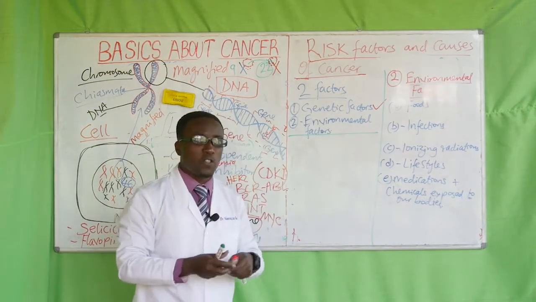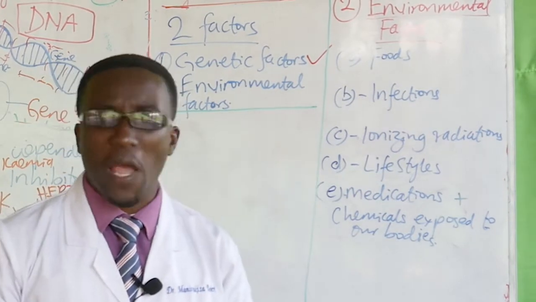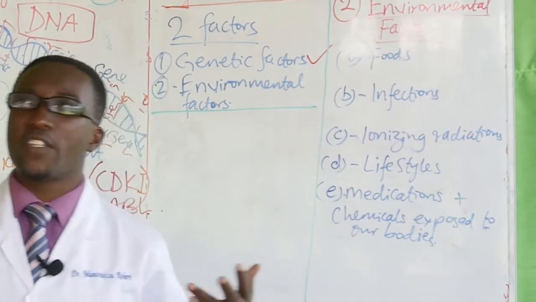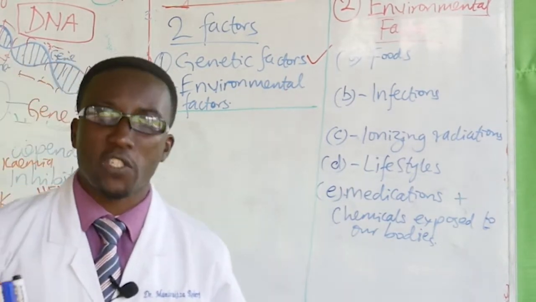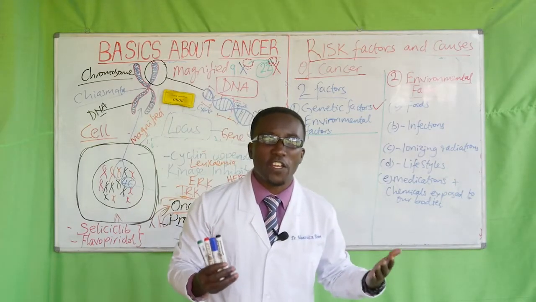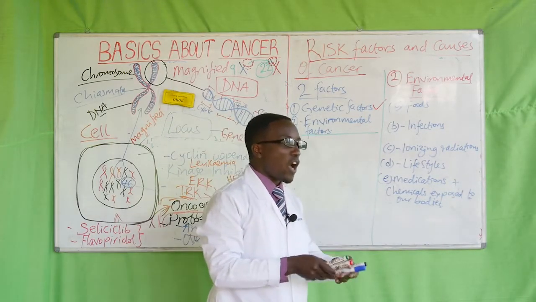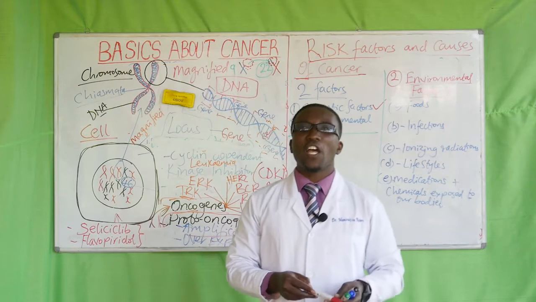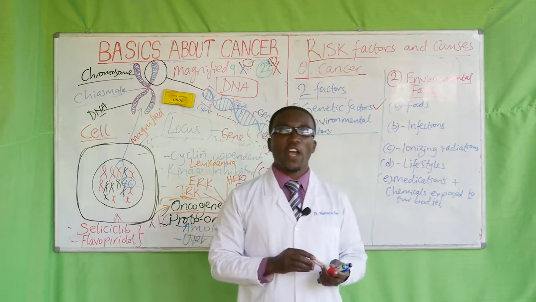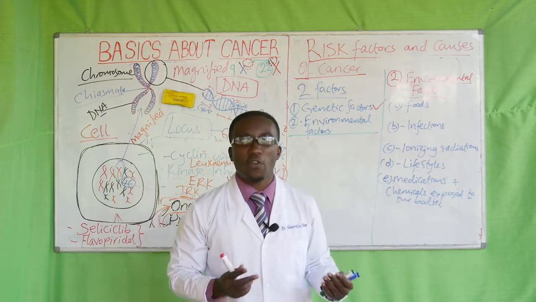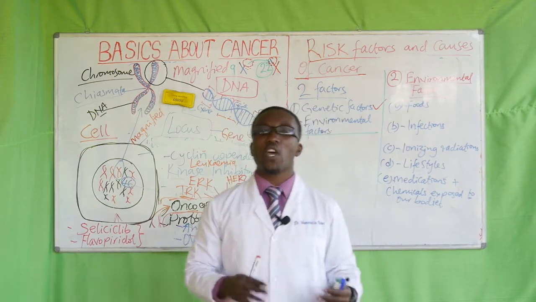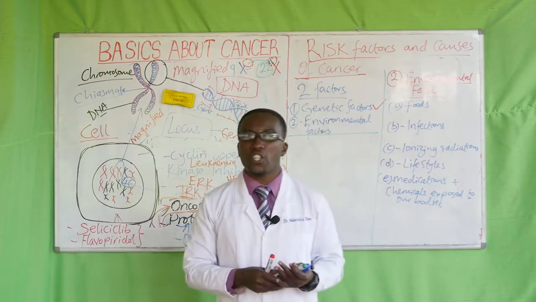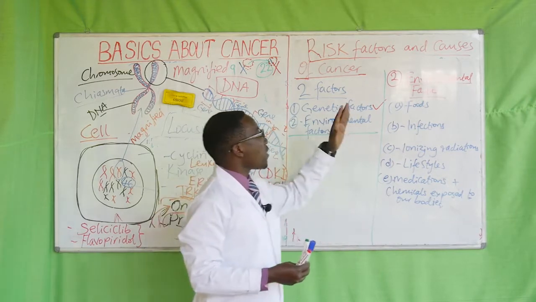So under these foods, which foods predispose us to cancers? Which foods do contain carcinogens? Carcinogens are chemical substances that usually induce cancers when they come into contact with our body cells for a long period of time, when there is chronicity, when there is repeated exposure, we end up with cancers.